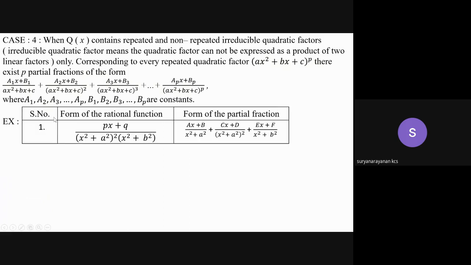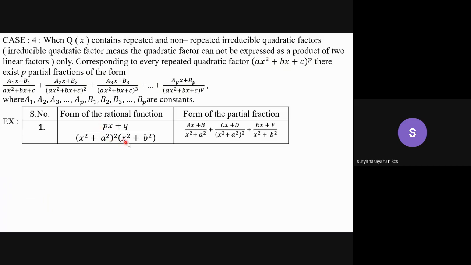Next step, that is the next stage. So first of all, you have to know how to write partial fractions. After that, we find the numerator values. Let's see an example for this case 4. Observe this table. Px plus q by x square plus a square whole square into x square plus b square.